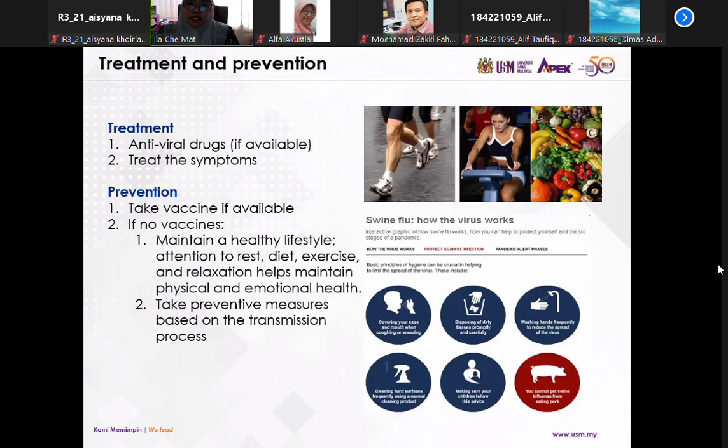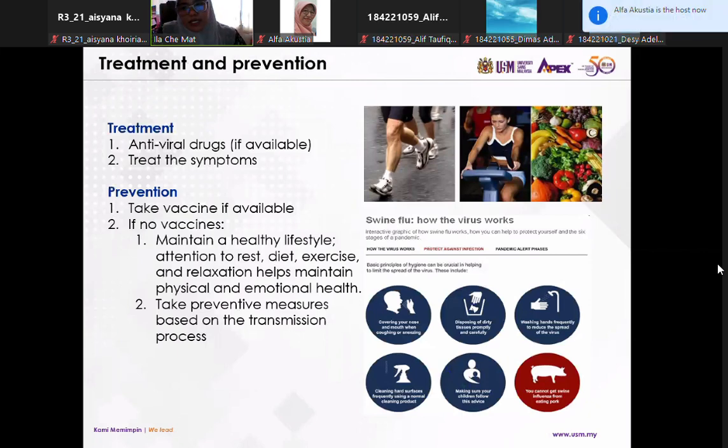you can take the antiviral drug if it's available. If it's not available, you just treat the symptoms. If you have fever, so treat the fever. If you have diarrhea, treat the diarrhea. Okay, you cannot treat the virus if there's no antiviral. All right, prevention, take vaccine if available. Some vaccines are not available, so if it's not available, you have to maintain your lifestyle, like eat well, sleep well, get the exercise, okay, and then take preventive measures based on the transmission process.